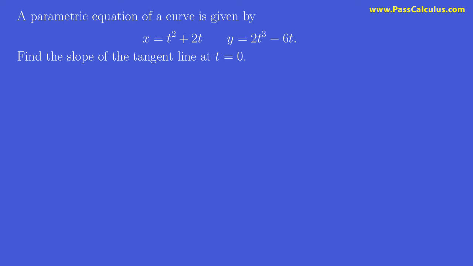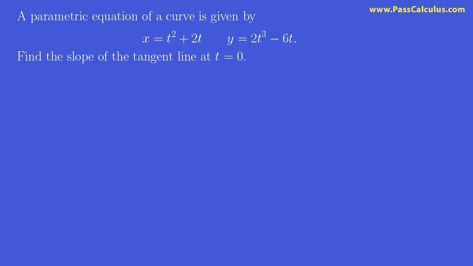This problem involves finding the slope of a tangent line for a parametrically defined curve. So here we have a parametric equation. X is given by t squared plus 2t. Y is 2t cubed minus 6t. And even though we don't know what this graph really looks like, we can still find the slope of the tangent line at t equals 0 without too much trouble.